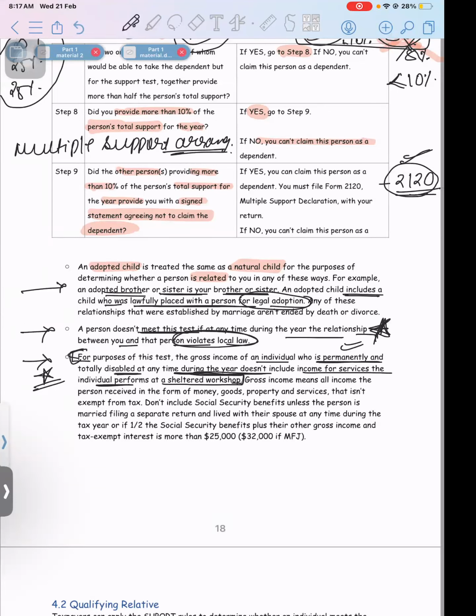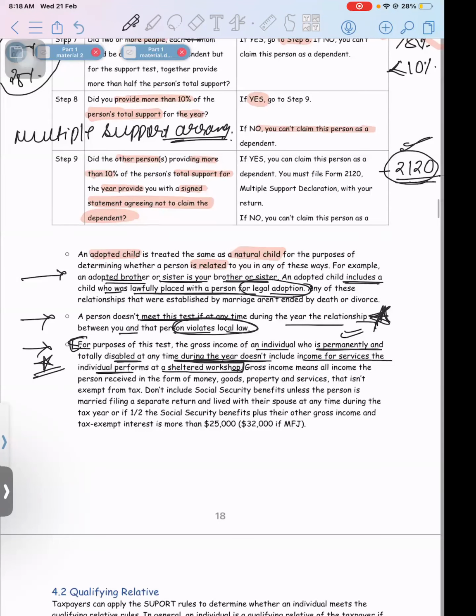It should be permanent and total disability. If a temporarily disabled person is earning wages, that is their gross income, you can't exclude that. But if a person is permanently and totally disabled and is working at some sheltered workshop and is earning something, that is not taken into calculation for gross income.